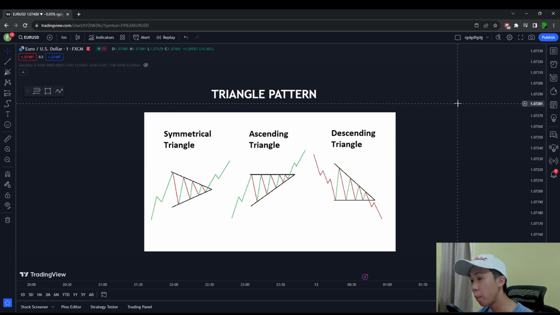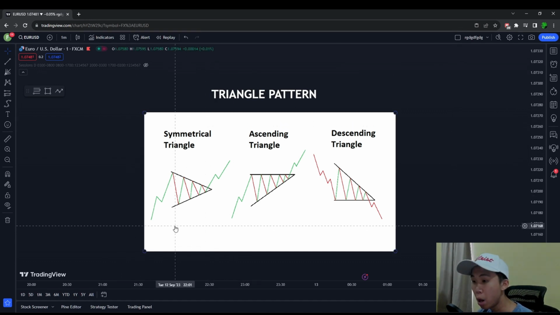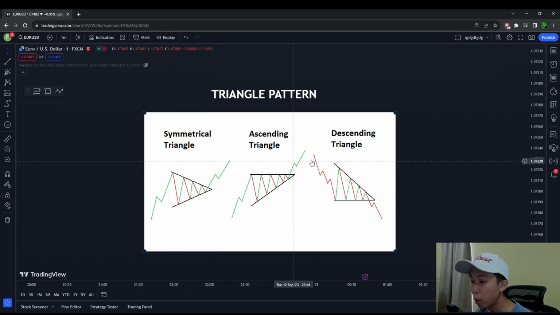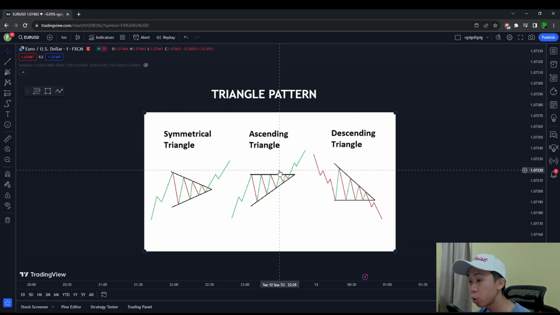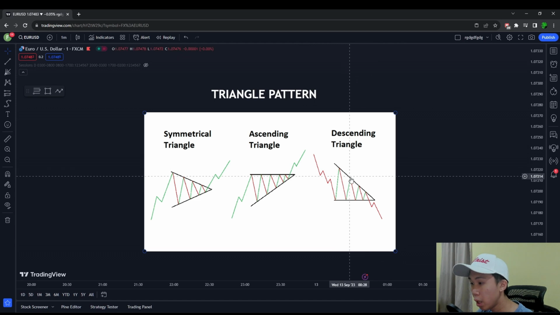When it comes to the triangle pattern, we actually have three types. Firstly, we have the symmetrical triangle, which means that in the triangle itself, price is not going higher, but it is not going lower either. So it's pretty symmetrical in shape. Then we have the ascending triangle. In an ascending triangle, we are expecting price to break out to the higher side because we can see the triangle itself is forming higher lows. Then we have the descending triangle. We're expecting price to break down lower because we can see price is making lower highs. So these are the three types of famous triangle patterns.